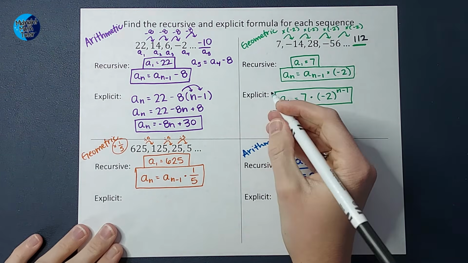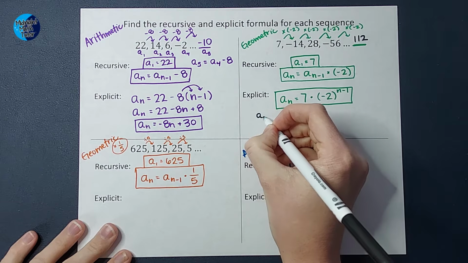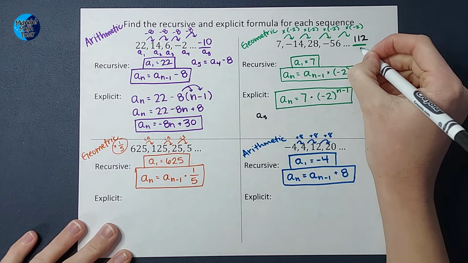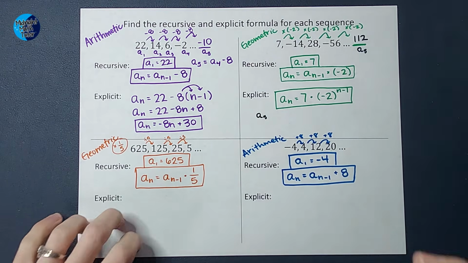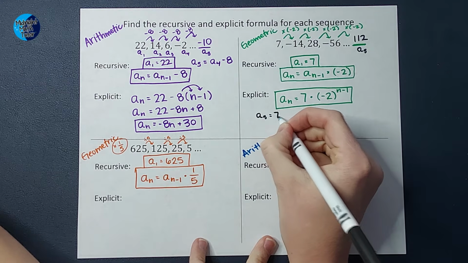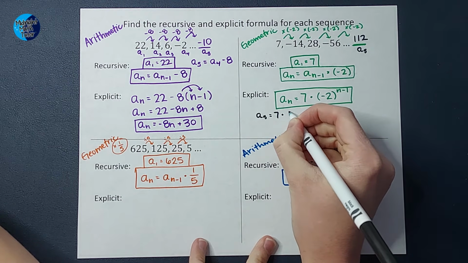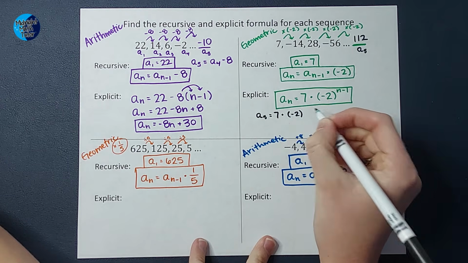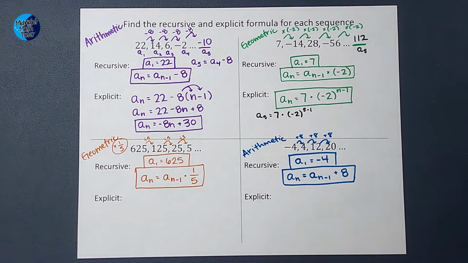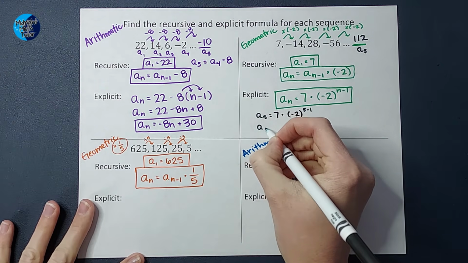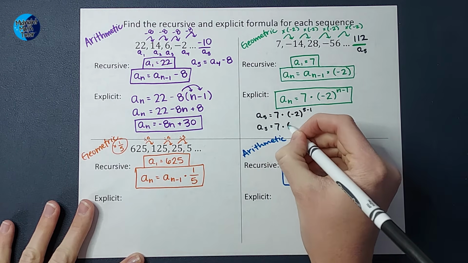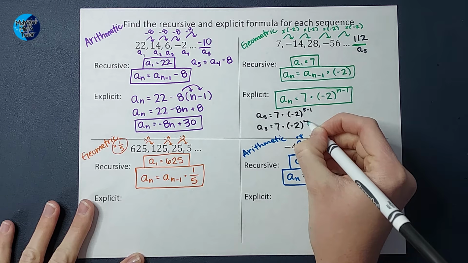Slytherin colors, sorry. A sub 5 is what we're looking for, right? Because this is A sub 1, A sub 2, A sub 3, A sub 4, A sub 5. We're pretending we don't know it's 112. A sub 5, we believe, is going to be equal to 7 times -2 to the 5 minus 1 power. Okay? So A sub 5 equals 7 times -2 to the 4th power.